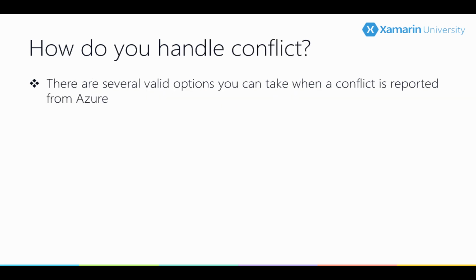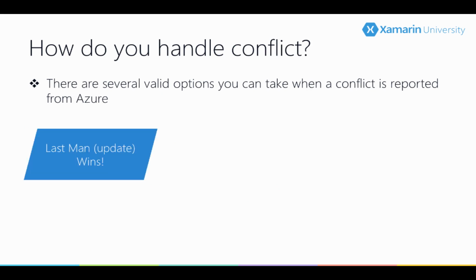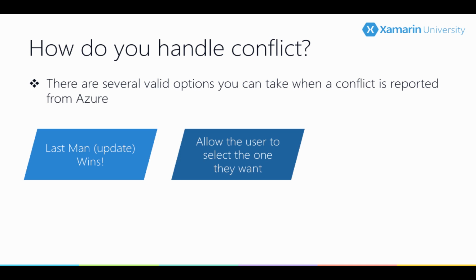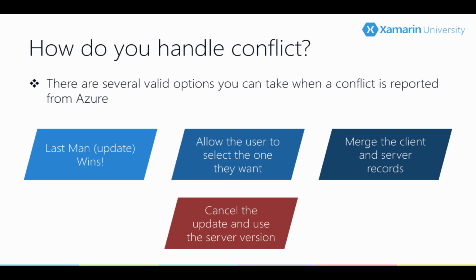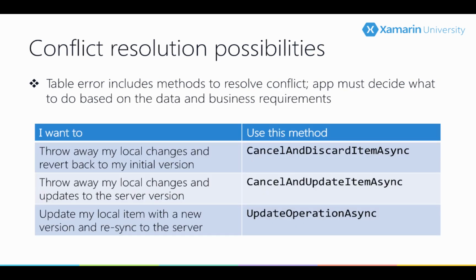Once you detect a conflict, you have a variety of ways you can handle it. You can decide that the latest update is the correct one. You can tell the user and let them pick the version they want. You can try to merge the two or have the user do it, or you can decide that the server is always right. The MobileServiceTableOperationError really includes 3 methods on it for selecting each of these options.